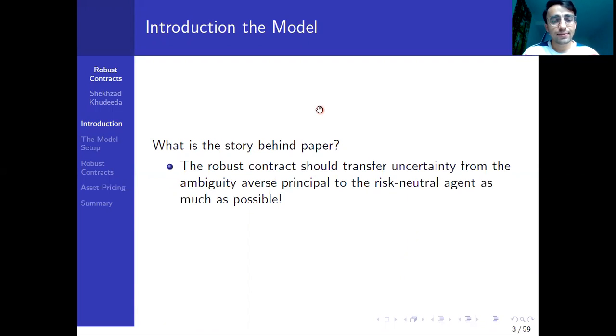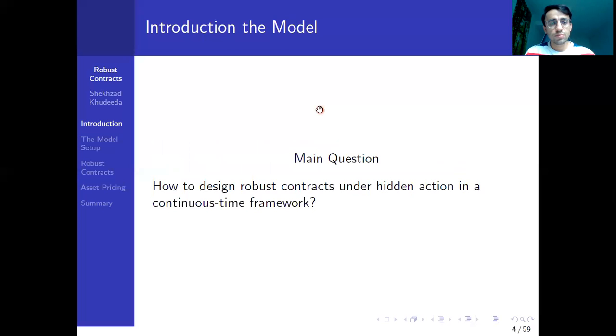Let's see what's the story behind this paper. A robust contracting problem tries to transfer the uncertainty from the agent, what we call the principal, to another party. Actually, from the party called the principal to another party, what we call the agent, as much as possible. So the main question is how to design robust contracts under hidden action in a continuous time framework or environment.